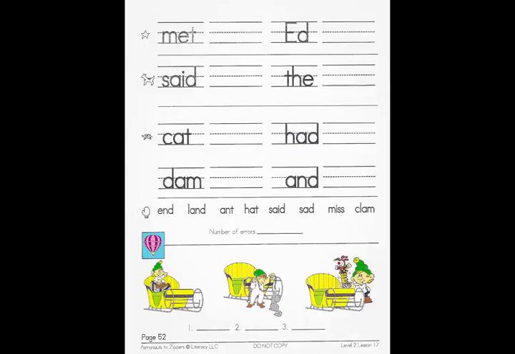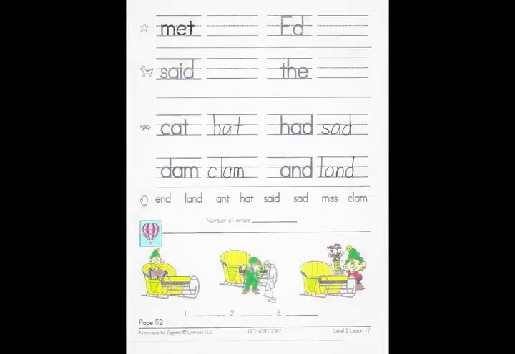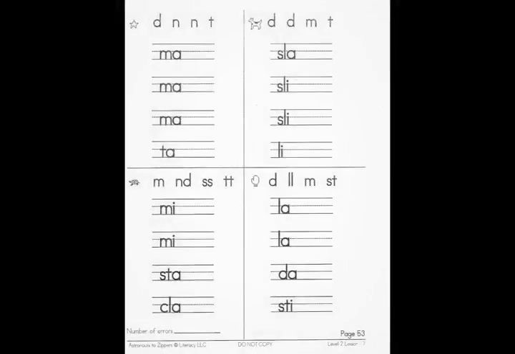You are to color the elf's suits as follows. 1. The elf in front of the sleigh has a green suit. 2. The elf behind the sleigh has a red suit. And 3. The elf in the sleigh has a yellow suit. Pause the video here until you finish. Now use this page to check and correct your work. Just tap pause until you are done. Great. Now we're on to page 53.